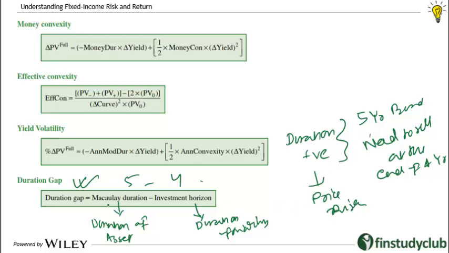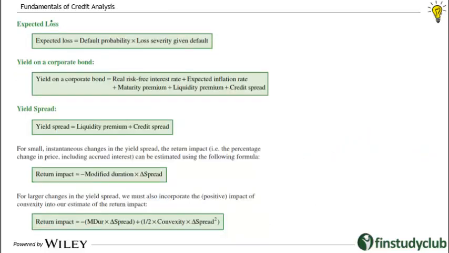In case the duration gap is negative, that means if this is 4 and this is 5, in other words, you want to be invested for 5 years, but you've invested into a 4-year bond. So you would sell it after 4 years and reinvest your money for another year. There you would be exposed to reinvestment risk. So when your duration gap is negative, that's where you are exposed to reinvestment risk. And this is extremely important, guys. All right, let's now come to fundamentals of credit analysis.